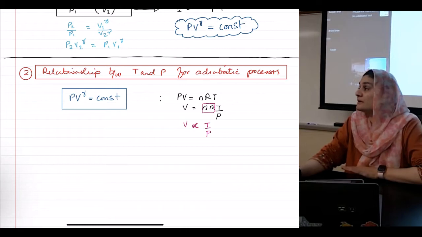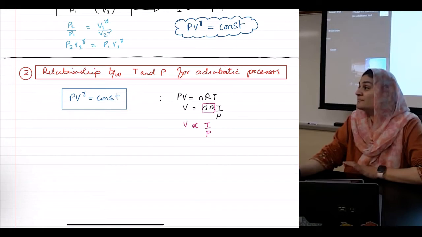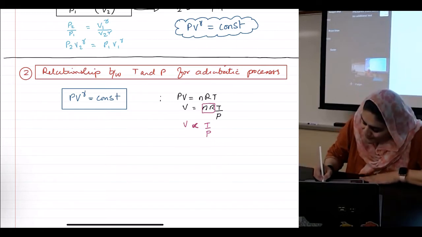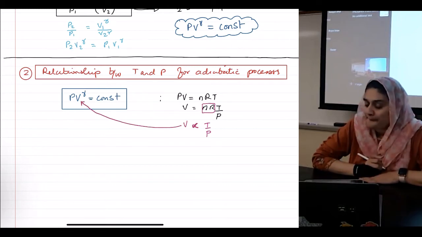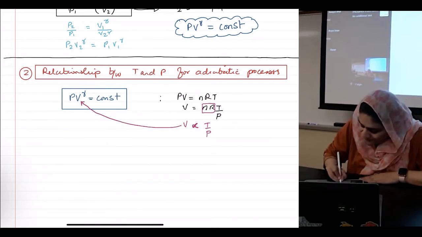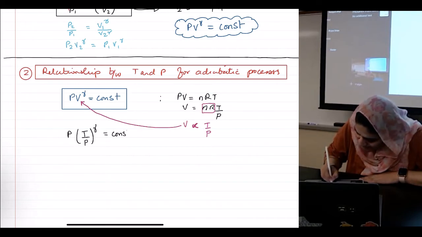I'm going to cheat a little. I'm going to ignore the R and the N. Okay, so then may I plug this value in here to give me P, T over P, gamma equals a constant.